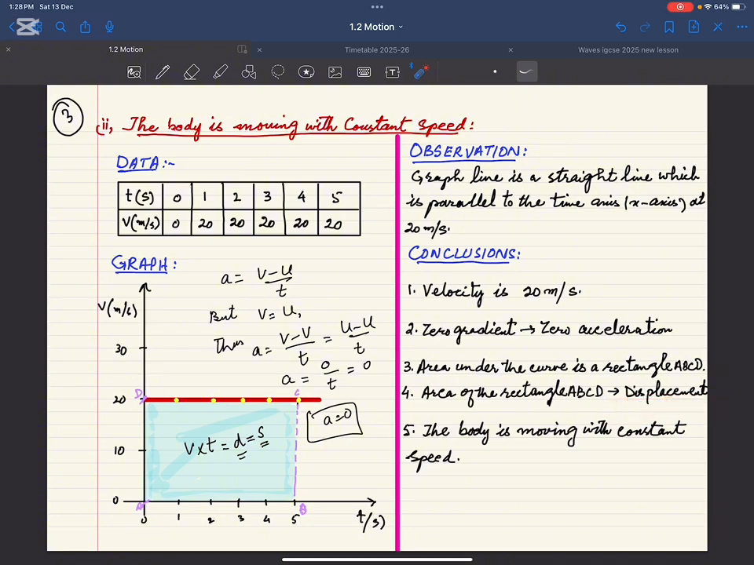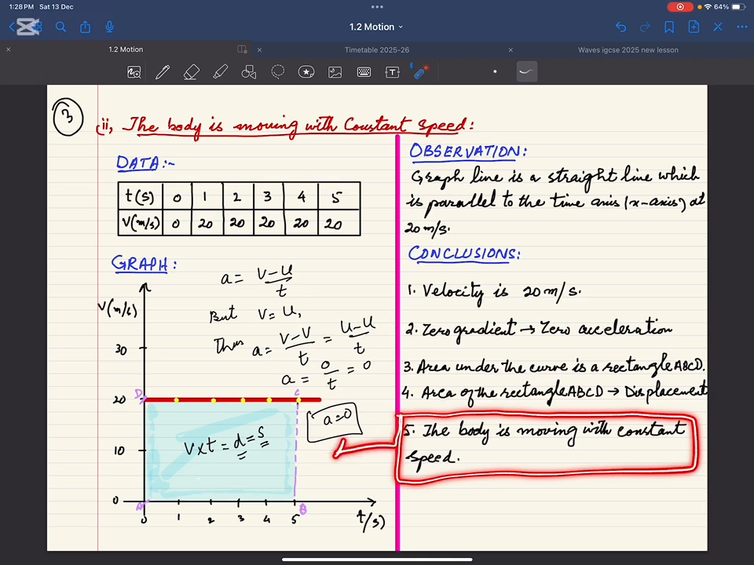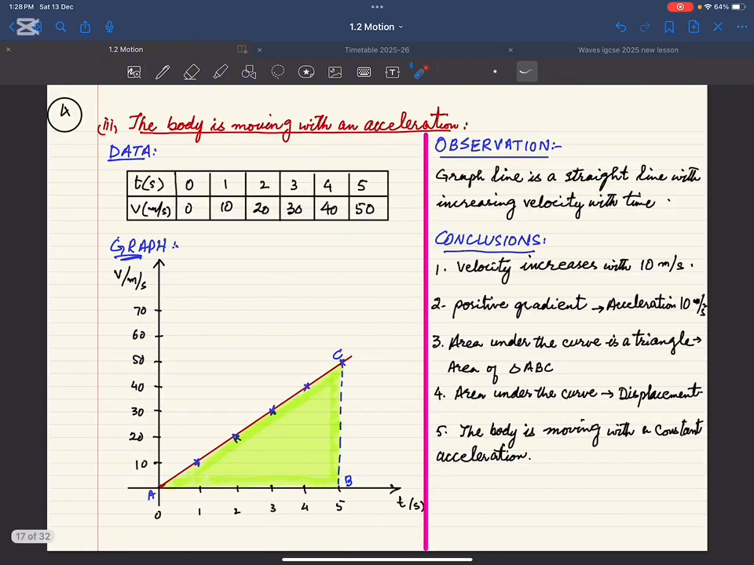And as we have discussed here, the ultimate conclusion is that the body is moving with constant speed. When the body is moving with constant speed, you will draw a graph like this. So this is the second situation. The third situation is that the body is moving with a constant acceleration. When the acceleration of the body is constant, what will be the situation here?